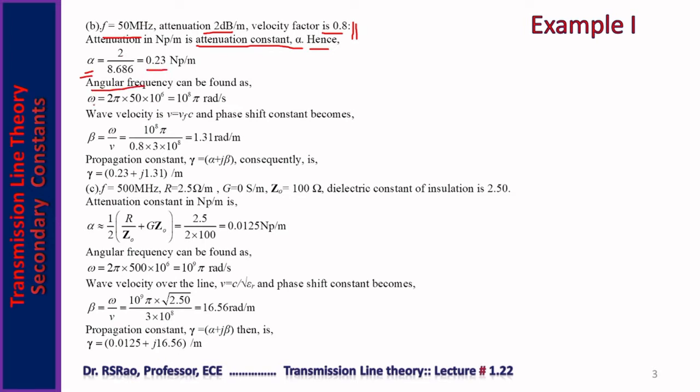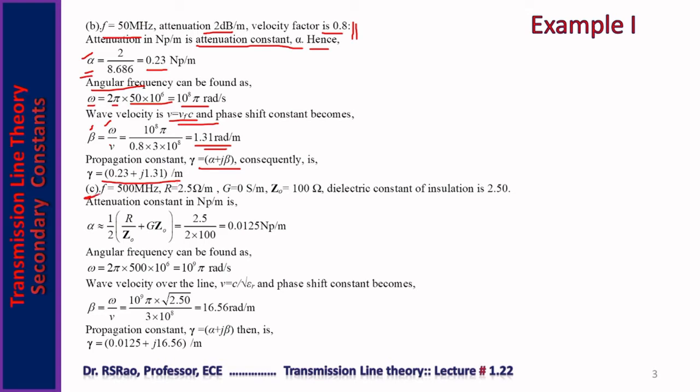Angular frequency is omega, 2 pi f, so omega is available. Wave velocity V is velocity factor multiplied by C. Velocity factor is given, C is 3 into 10 power 8, so V is known, so beta is omega by V. Omega is available, V is available, substitution results in 1.31. So alpha is available, beta is available, it means gamma, the propagation constant, is available. It is 0.23 plus j 1.31 per meter.